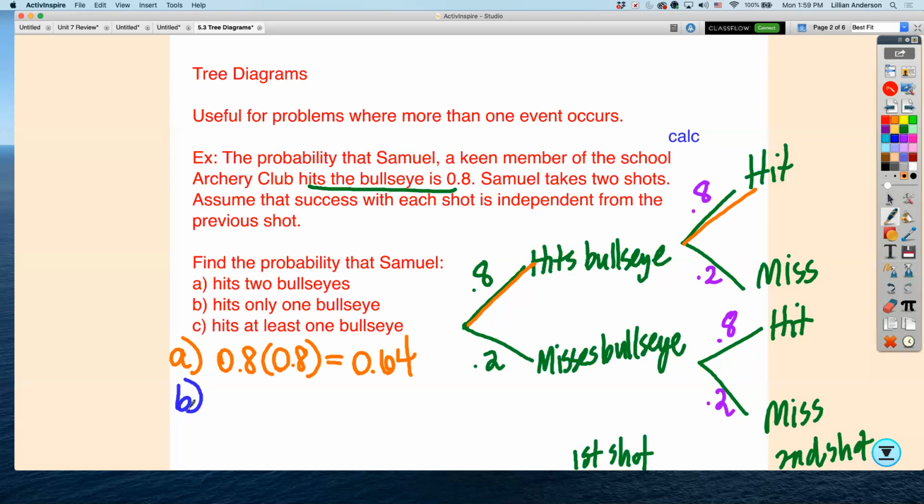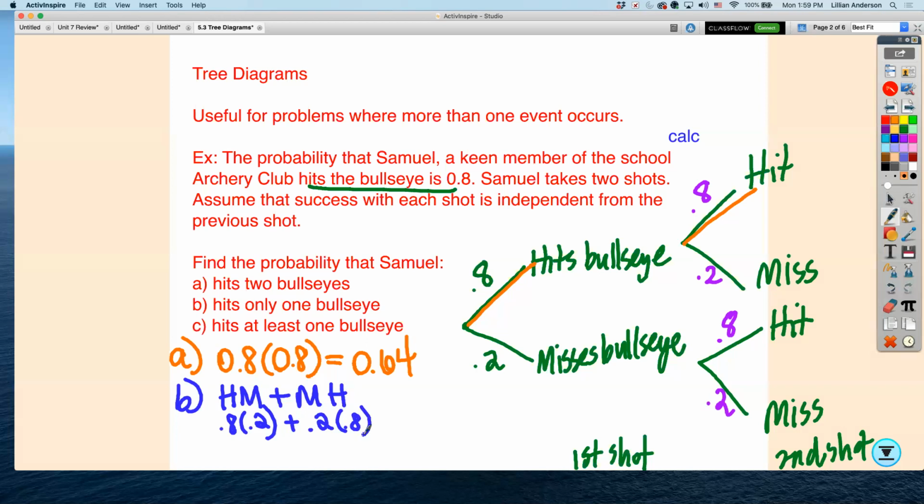He misses the second. So you can hit the first one and miss the second one, or miss the first one and hit the second one. Exactly. All right, and since they're independent events, we're going to multiply again along the branches, and then the two different outcomes that could happen, we're going to add them together. So he's either going to hit, then miss, or he's going to miss, then hit.